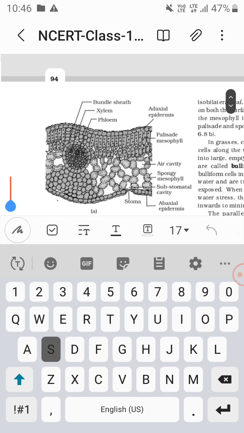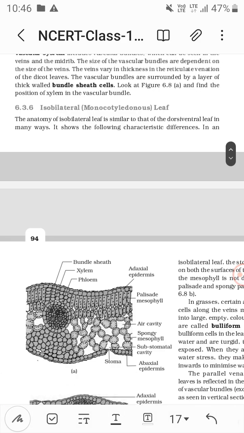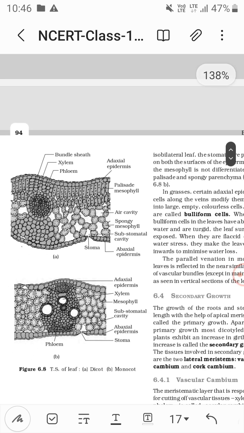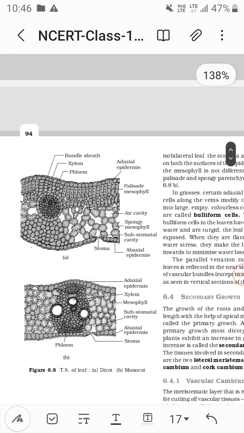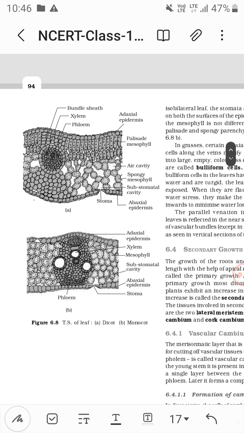Okay, now isobilateral, that is monocotyledonous leaf. So there are bulliform cells that bulge the other cells. Okay, so transverse section of leaf, that is dicot and monocot.